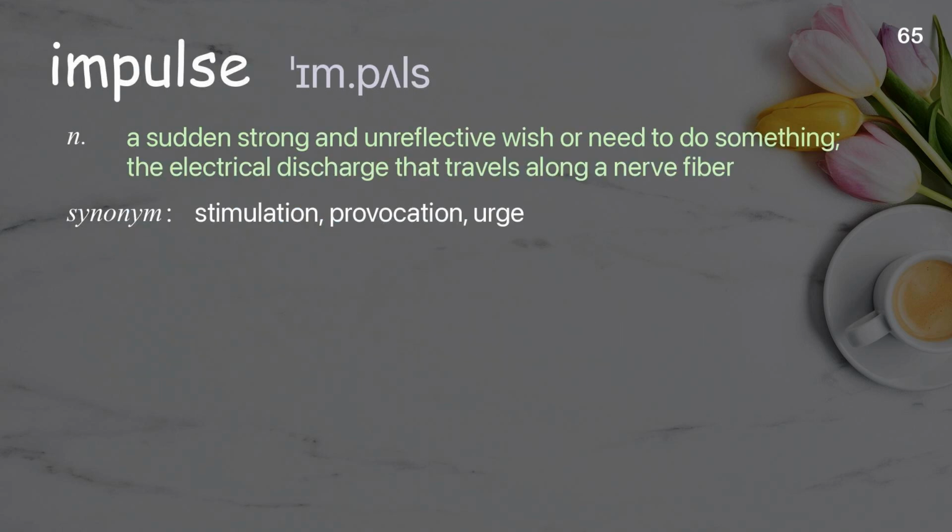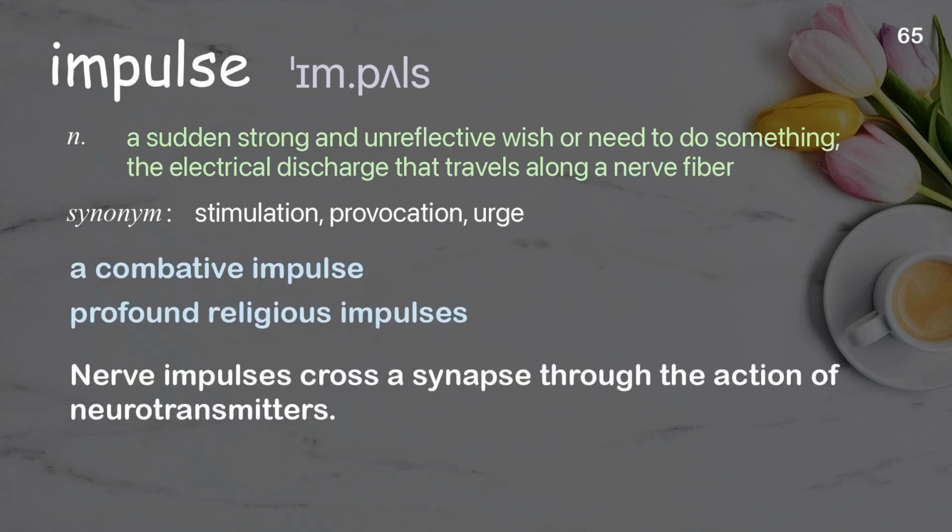Impulse. A sudden strong and unreflective wish or need to do something, the electrical discharge that travels along a nerve fiber. Examples: A combative impulse. Profound religious impulses. Nerve impulses cross a synapse through the action of neurotransmitters.